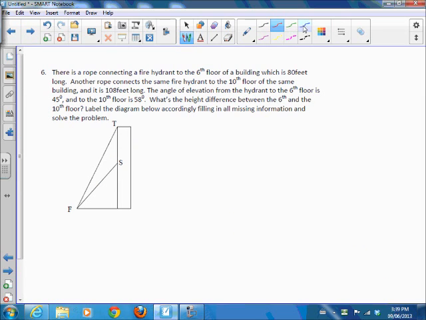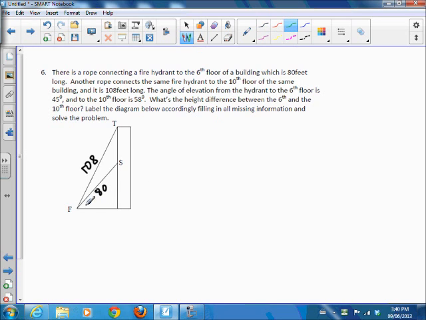And the last application question. So there's a rope connecting a fire hydrant to the 6th floor, which is 80 feet long. Okay, so there's a diagram already started for you. So this is the 6th floor, this is the fire hydrant, and it says that this is 80 feet, right? Then it says another rope connects the same fire hydrant to the 10th floor, which is 108 feet. So there's 108 feet.